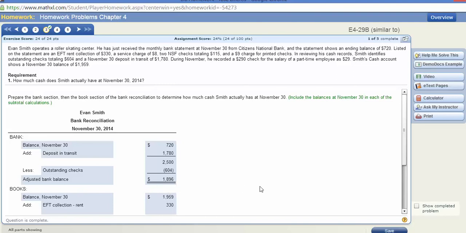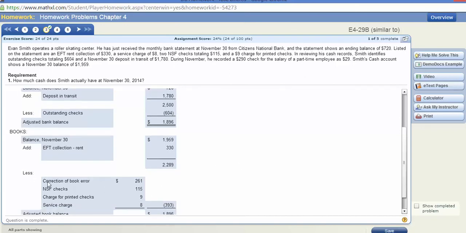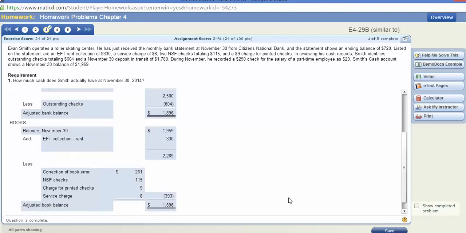And then you take the cash's version of the truth, and you just simply adjust up for what the books don't know until they look at the bank statement, which is when the bank statement tells you this. And the bank statement also tells you, hey, you booked a check for $29. The books show $29, but it was really for $290, and that's what it cleared for. So you need to adjust down your actual books. And then the NSF, which is any checks that bounce, you have to bring this 1959 down. And then any service charges or any check print charges. I hope you found this useful.